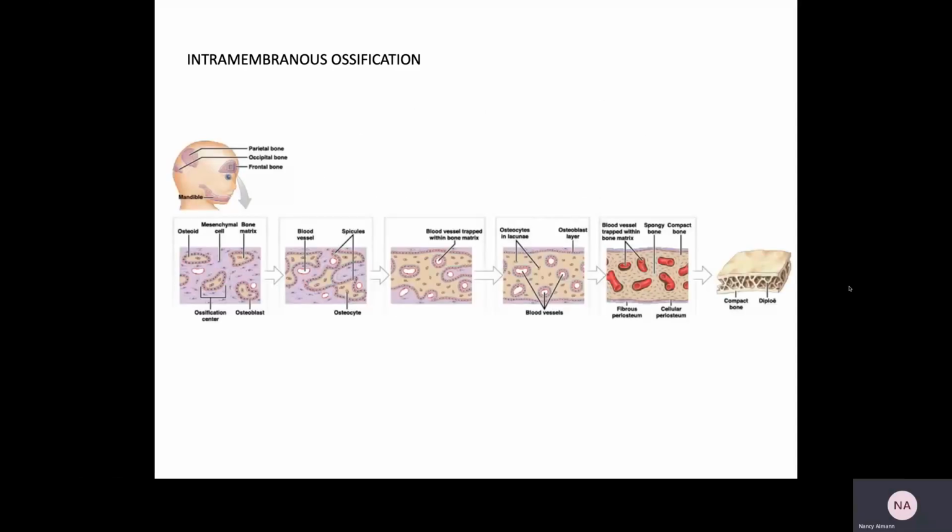This tells you what's happening. It's more detailed than you absolutely positively need to know. But you can see in that picture on the far right of this diagram that you have two layers of compact bone with spongy bone in the middle.